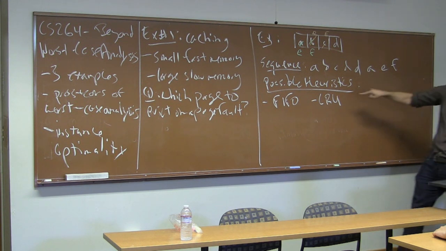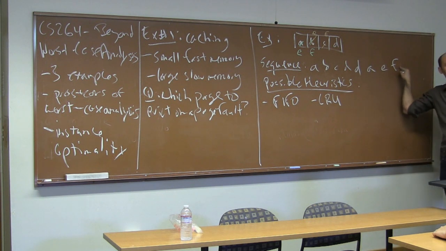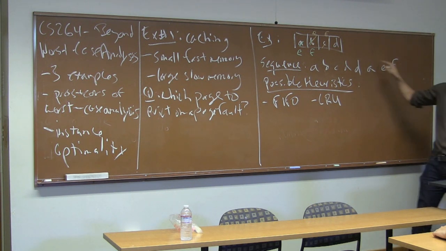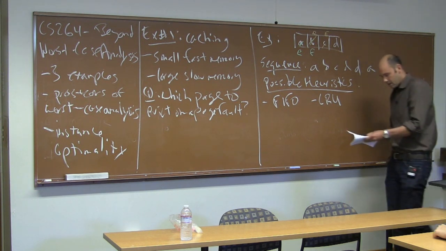Let's see. FIFO evicted the A and the B. So if an A shows up next, you're going to be bummed out that you did FIFO instead of LRU. On the other hand, if a C shows up next, you're going to be bummed you did LRU instead of FIFO, or the reverse, excuse me. So depending on which request comes next, which of course you don't know, either one of these could look better in hindsight than the other, because they made different decisions.